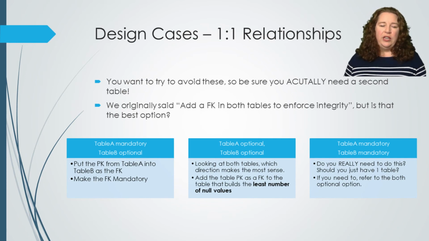So when you end up with a one-to-one relationship, think really hard. Do I need this one-to-one relationship? Is it optional or mandatory? And how can I handle this with the least number of nulls?